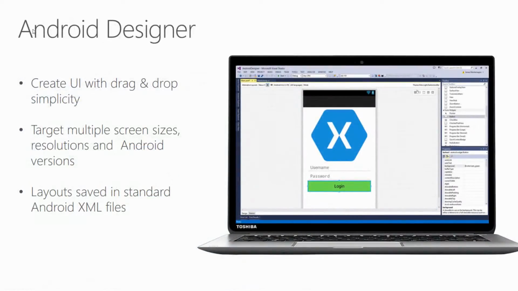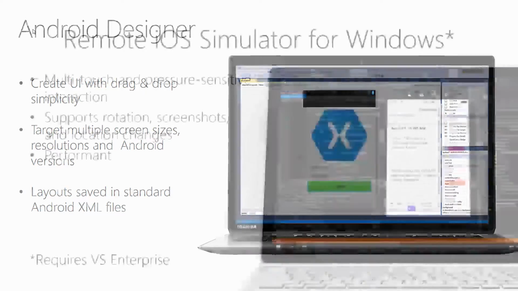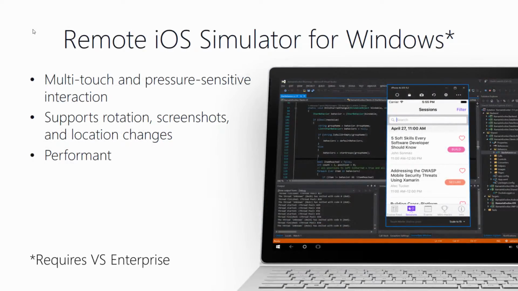We took a look at the Android Designer, of course, available in Visual Studio and Xamarin Studio, enabling you to build all of your Android files. And again, it's the native Android-specific XML. So if you go and find some Android XML on the internet, you can grab it, pull it in, and boom, you're good to go. I did talk about the remote iOS simulator for Windows, which I simply love. It's super performant, supports all different screen rotations, multi-touch, pressure sensitive, and actually adds touch control to the iOS simulator if you're on a touchscreen PC.